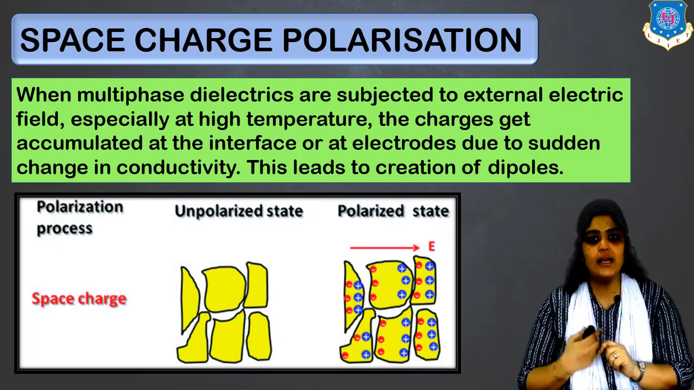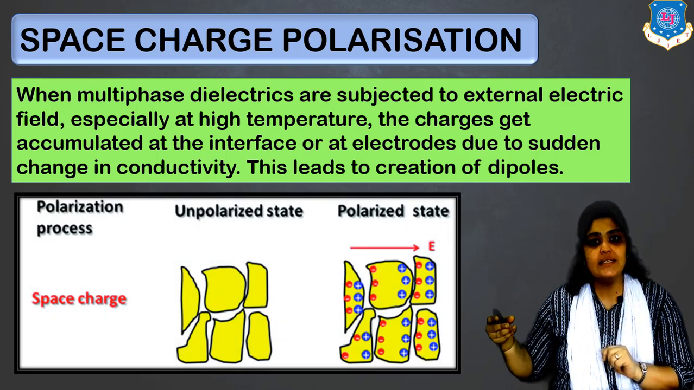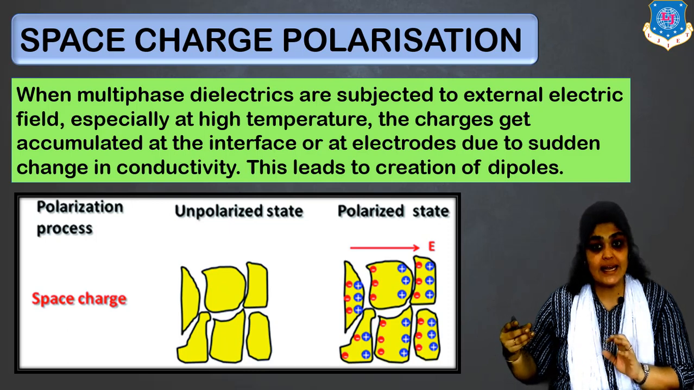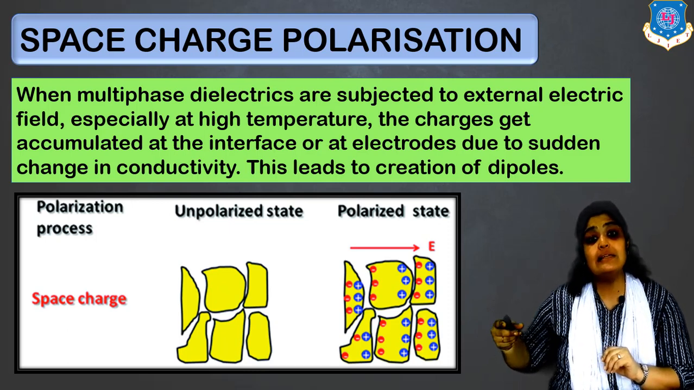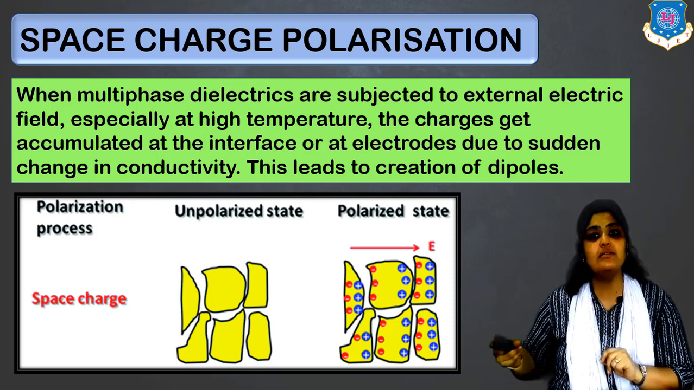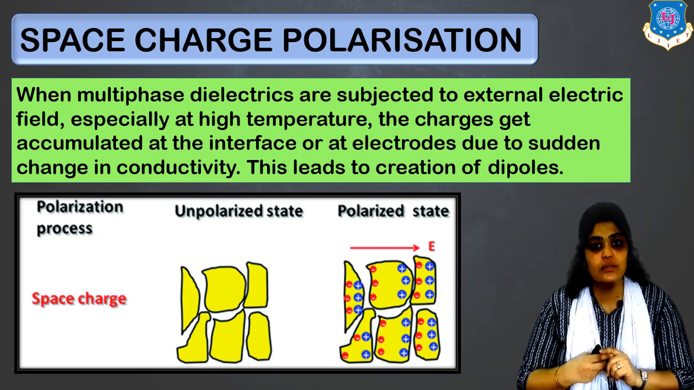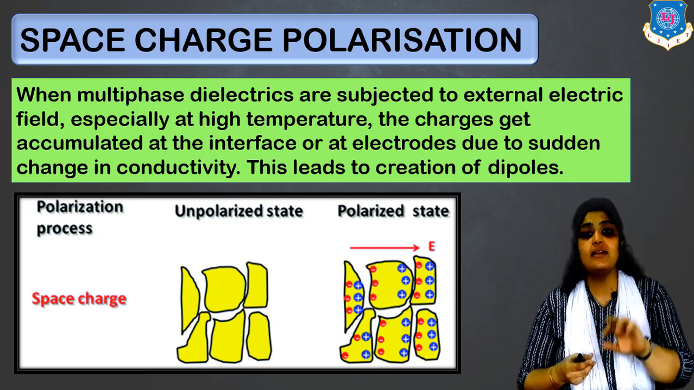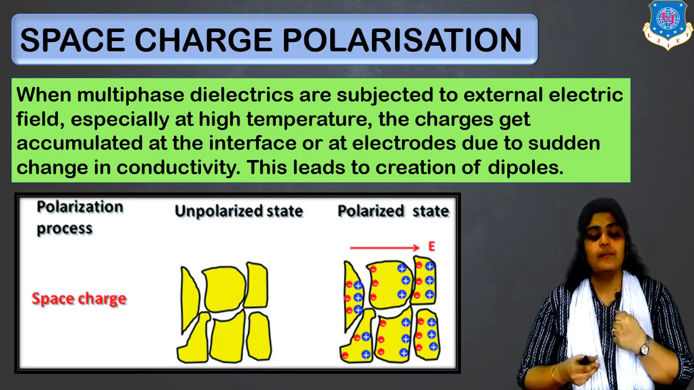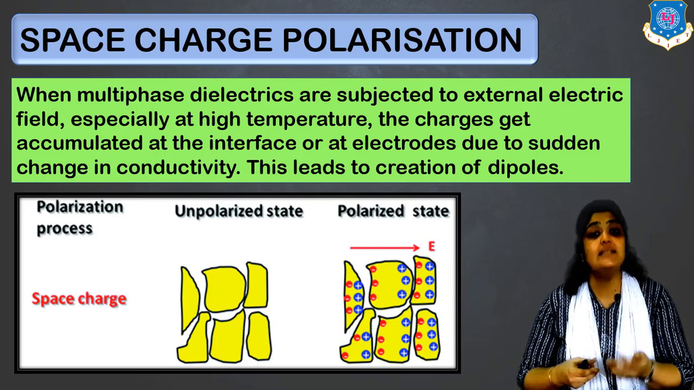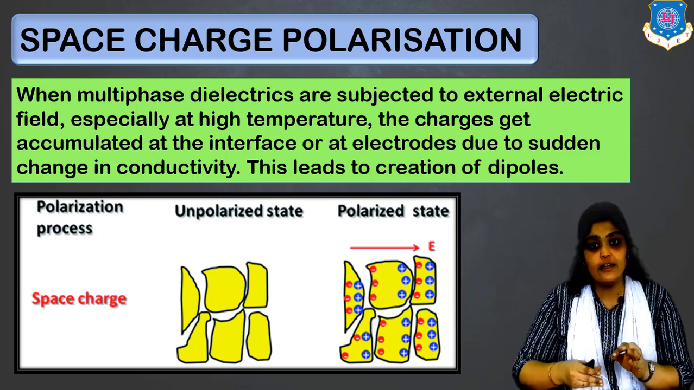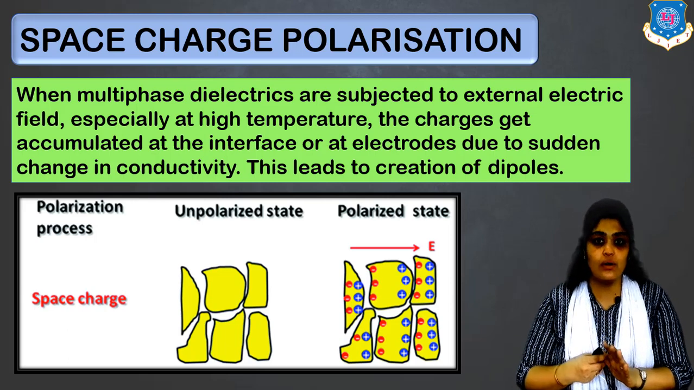This might be clear with the help of a diagram. So the first diagram shows the unpolarized state where there are no charges. Then you can see that between the grain boundaries also the charges have been induced. So basically, if there are compound dielectrics at high temperatures, there is a possibility that dipoles are created at the interface or the electrodes also.